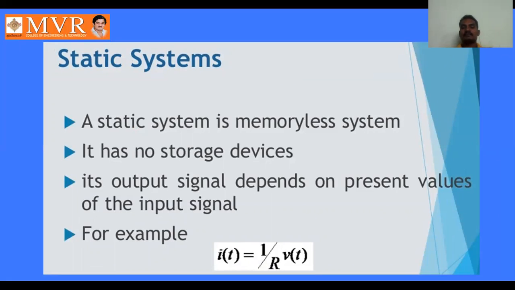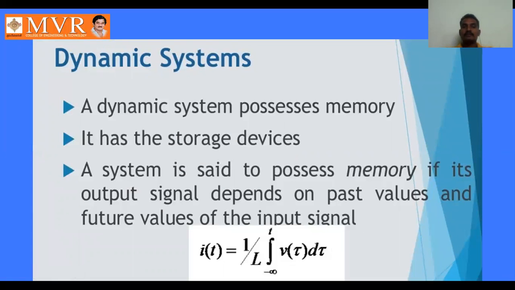Coming to the static systems. What is meant by a static system? A static system is mainly a memoryless system. It has no storage device. If memory is not there, then there is no storage device. Its output signal depends on present values of the input signal. So it doesn't have any memory, so it can't store any value. That's why it will take the input and give the same input as the output. For example, i of t equal to 1 by R into v of t. This is a mathematical expression.